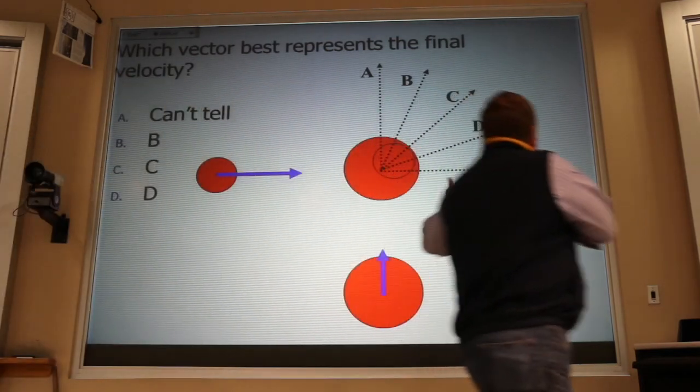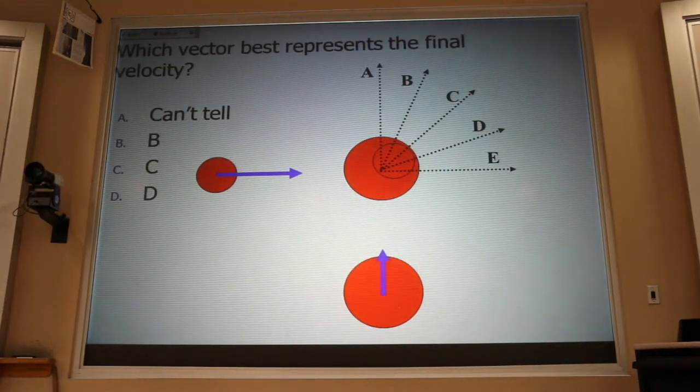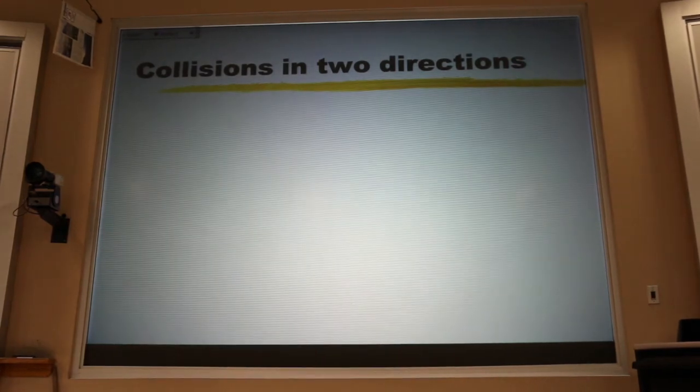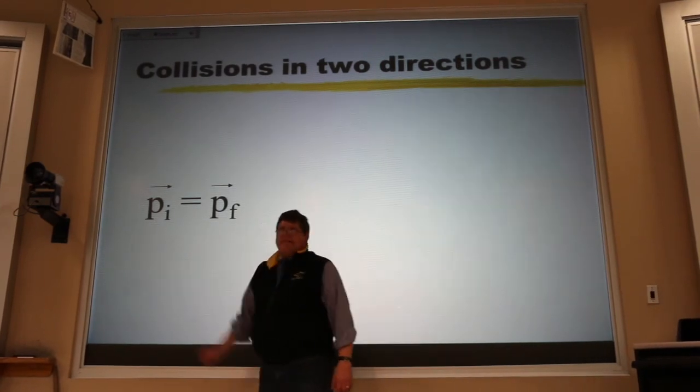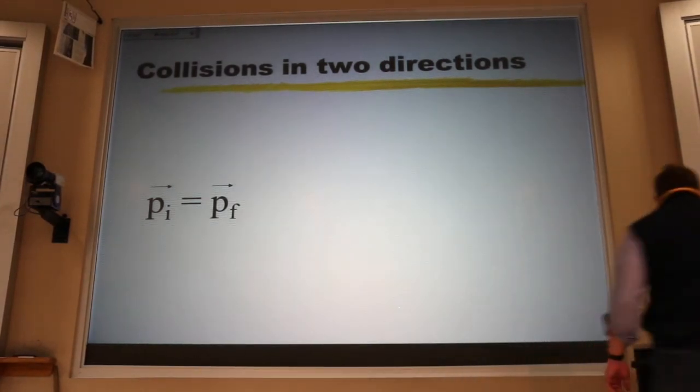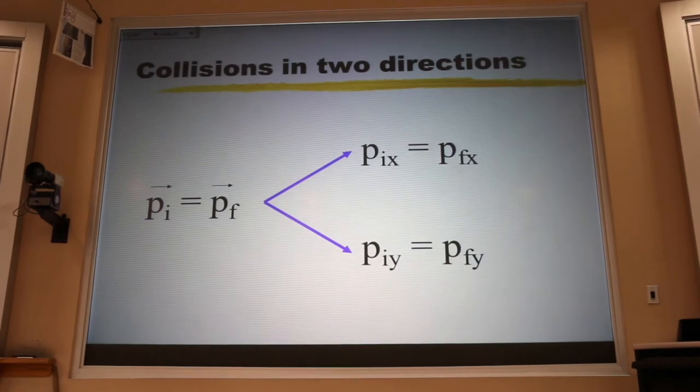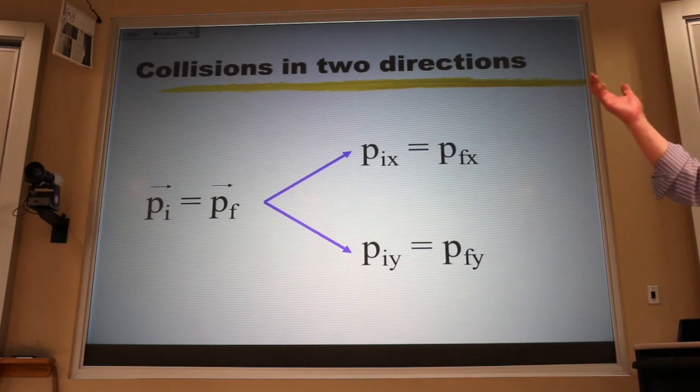Okay? So how do we solve these problems in two dimensions? We recognize that momentum conservation is a vector equation. That means it has to be true in the x direction and in the y direction. And when we conserve it in the x direction and the y direction, we get our answer.